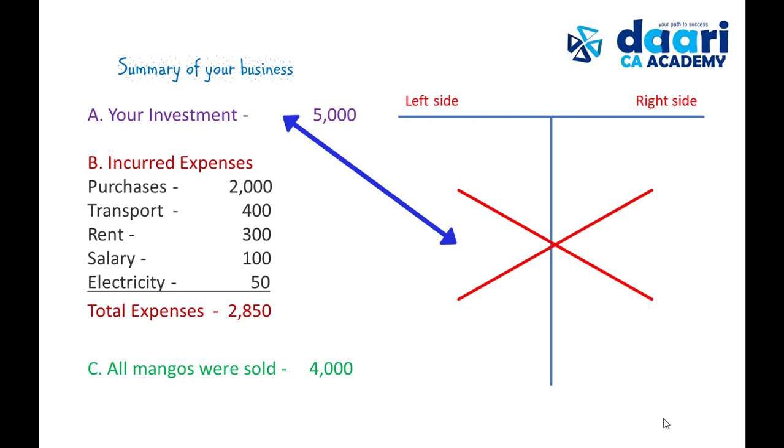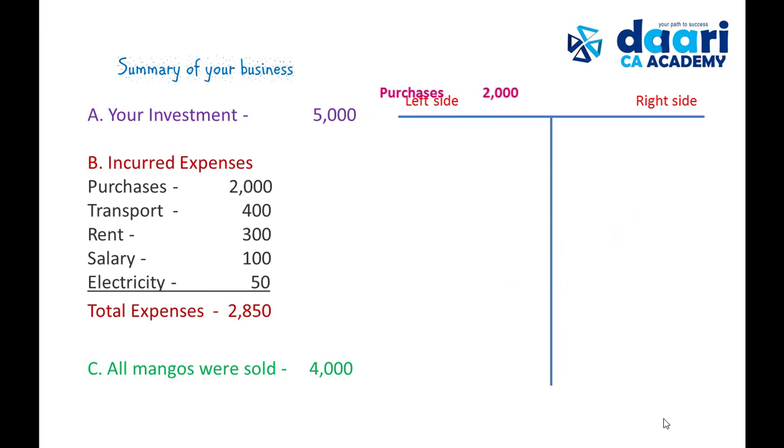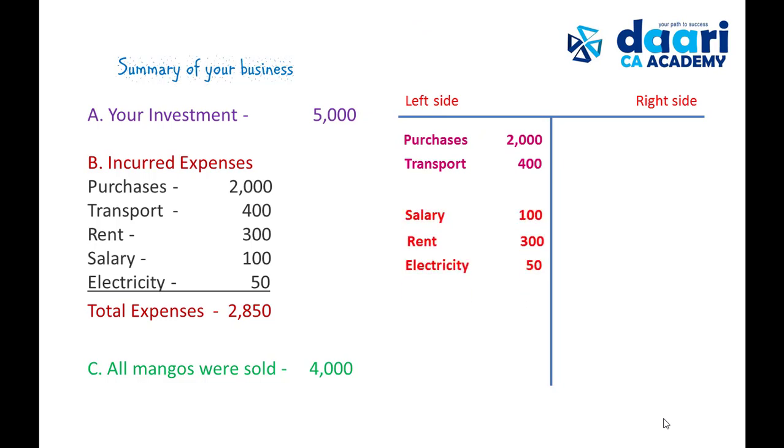So let us record all the expenses on the left side. So purchases, transportation charges, salary, rent, electricity, then the income, that is sales 4,000.